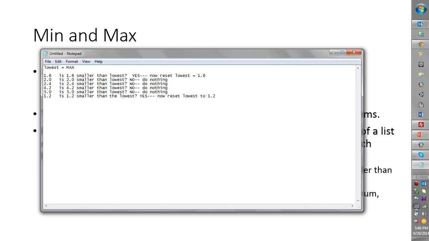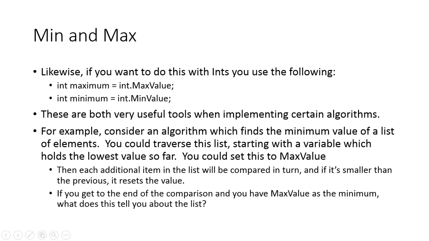So just going over this again, basically we set the lowest to the maximum possible value initially. Then when we go into our first item, we can compare 1.6 against the lowest. 1.6 is smaller, so we reset the lowest to 1.6. Now we're comparing 2 to the new lowest, which is 1.6. 2 is not smaller than 1.6, so we don't do anything. 2.4 isn't smaller than lowest. 4.2 isn't smaller than lowest. 5 is not. 1.2 is smaller than 1.6, so we reset the lowest to 1.2. That's a common algorithm for finding the smallest value of a list.